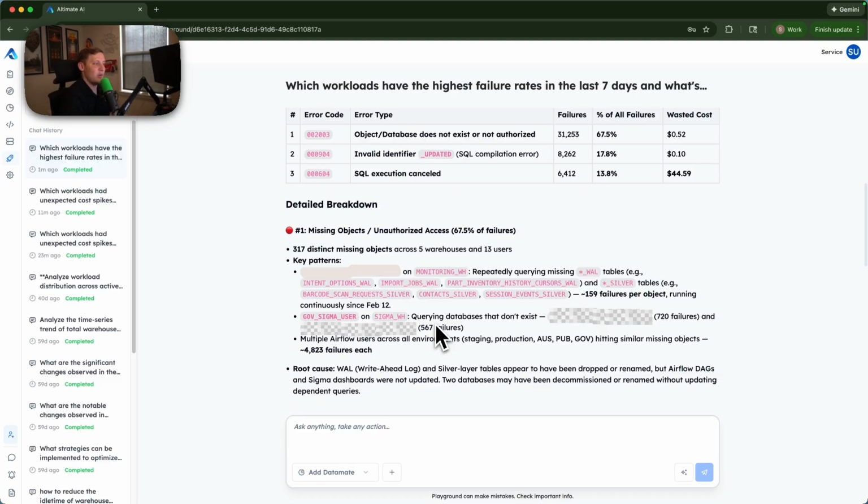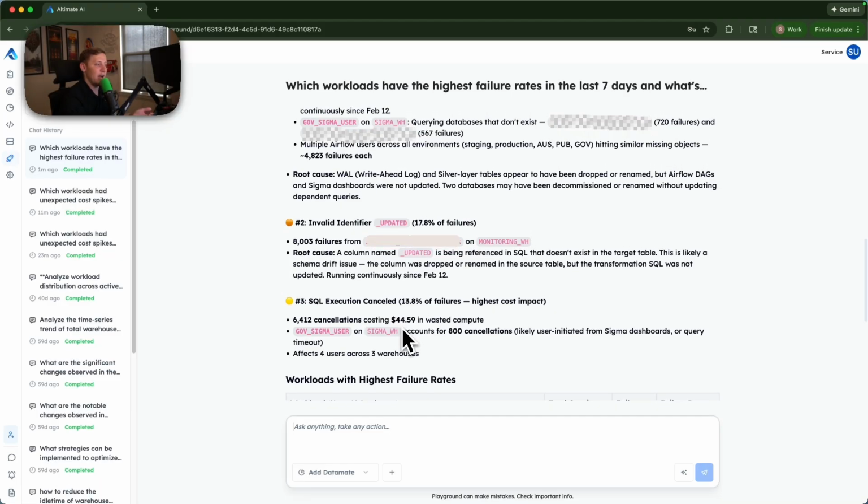And then multiple Airflow users across all environments are hitting similar missing objects, so there's a lot of failures there as well, right? The root cause is that raw and silver layer tables appear to have been dropped or renamed, but Airflow DAGs and Sigma dashboards were not updated, right? So that's a big issue that you could definitely solve, and it's definitely picking it out for you.